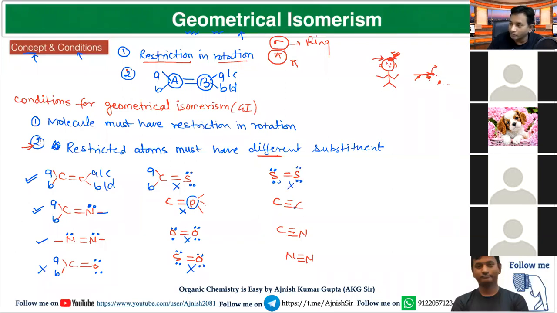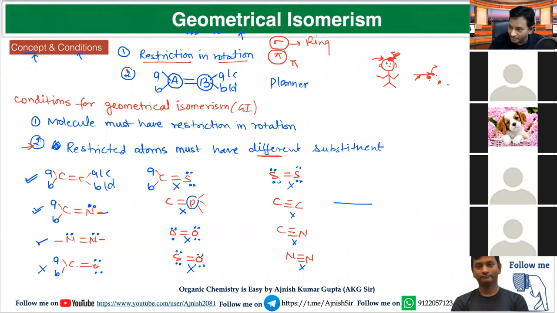In the case of a triple bond they are linear. For a molecule to show GI, it must be planar, so that we can easily say these two groups are on the same side or on different sides. But if they are linear, we cannot say whether both groups are on the same side or on different sides. So any triple bond system will not show GI.